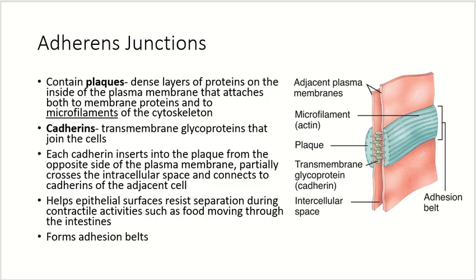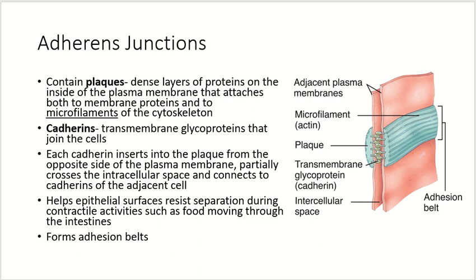Next, we have the adherens junctions. These are going to contain these little plaque proteins, so you can see them here. These are dense layers of proteins found on the inside of that plasma membrane, and these are going to attach to both the membrane proteins and to the microfilaments of that cytoskeleton, so the structural part of the cell, essentially.